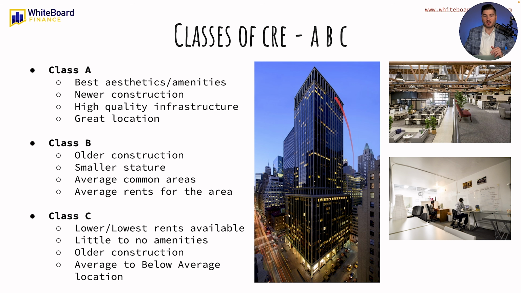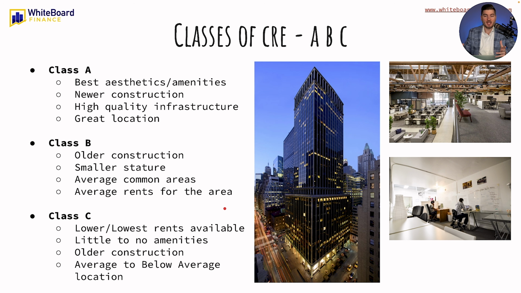It's going to be like a skyscraper or a really nice building in a downtown location. It's going to have a lot of amenities. It's going to have a nice open lobby, things like that. So with Class B, you're going to be looking at typically older construction, smaller stature, so maybe a mid-rise, for example. Average common areas, maybe not even a security guard, but maybe just the lobby with some elevators, things like that. And then you're going to have average rents for the area, okay?